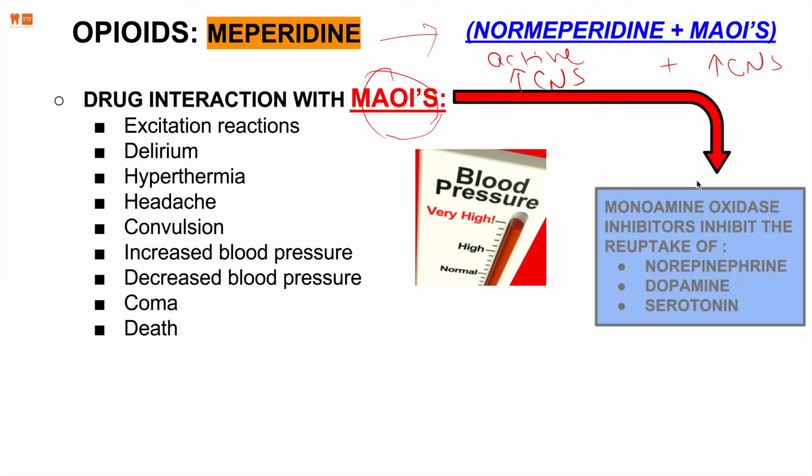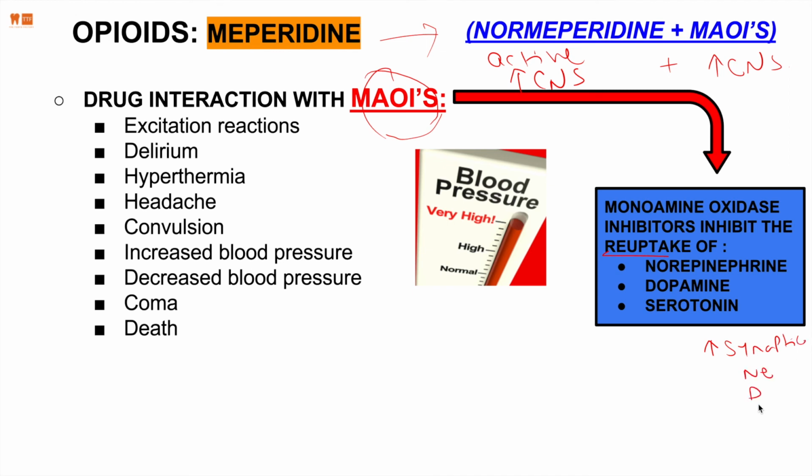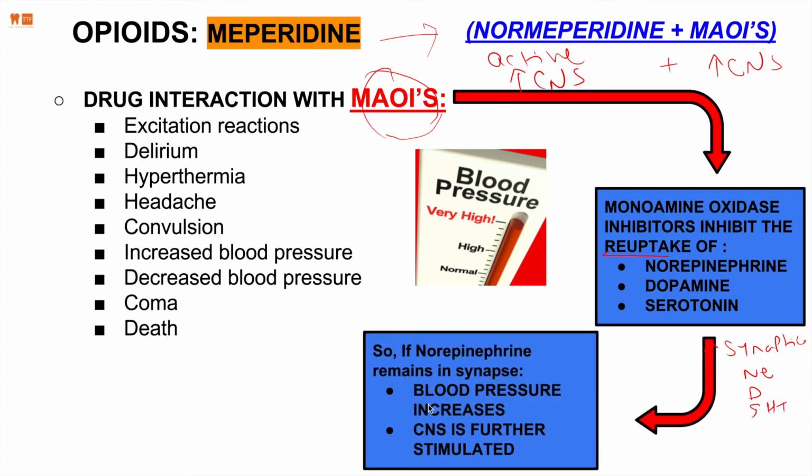How? Monoamine oxidase inhibitors will inhibit the breakdown of norepinephrine, dopamine, and serotonin, leaving them to be present in the synaptic cleft. Right? If norepinephrine, dopamine, and serotonin are left in the synaptic cleft, it increases the blood pressure by acting on the heart directly and increases the CNS stimulation by acting on the brain directly. Right? This we learned in the adrenergic system. And so does meperidine through normeperidine.